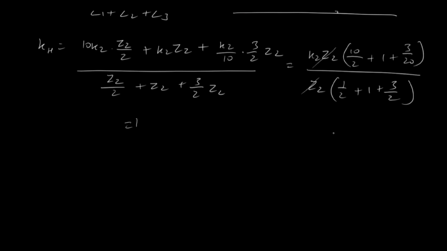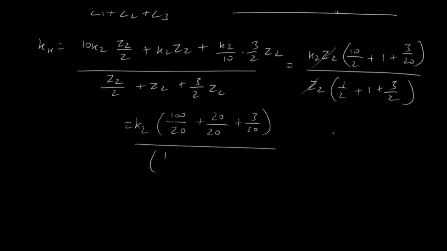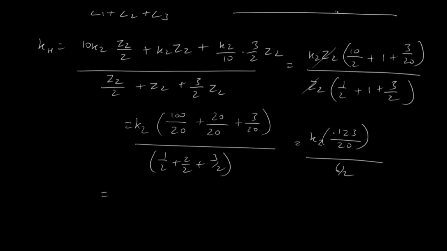We can cancel Z2 and Z2 here. So K2 into 100 by 20 plus 20 by 20 plus 3 by 20 divided by 1 by 2 plus 2 by 2 plus 3 by 2, where we'll get K2 123 by 20 divided by 6 by 2. K2 into 123 by 20 into 2 by 6, where you will be getting 123 K2 divided by 60, which is KH.